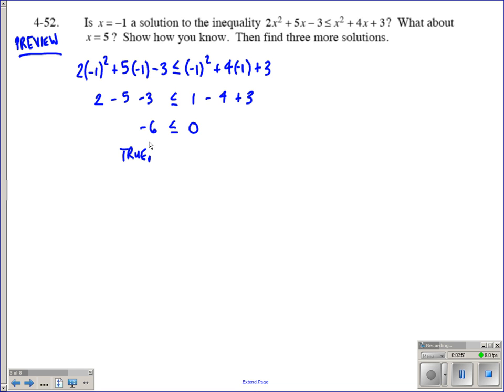Let's make an exclamation point. Yay, this is true. So we know then that, yes, x equals -1 is a solution to the equation. I'm sorry, the inequality. Just like anything else, if this had not been a true statement, then it would not be a solution.